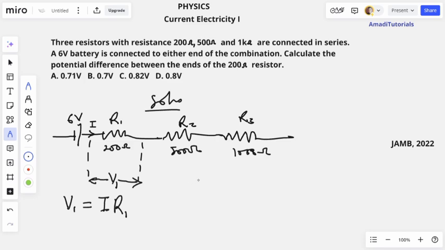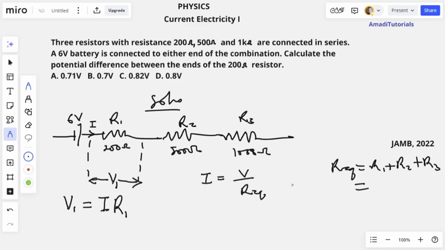Now for us to calculate our current I, current will be what? Overall voltage over equivalent resistance. Because you don't use V1 to calculate the current unless you know V1. But since we don't know V1, but we know V, that's the overall voltage across the entire thing, and we don't know R equivalent. So we are going to find R equivalent. Since it's a series connection, R equivalent equals R1 plus R2 plus R3.